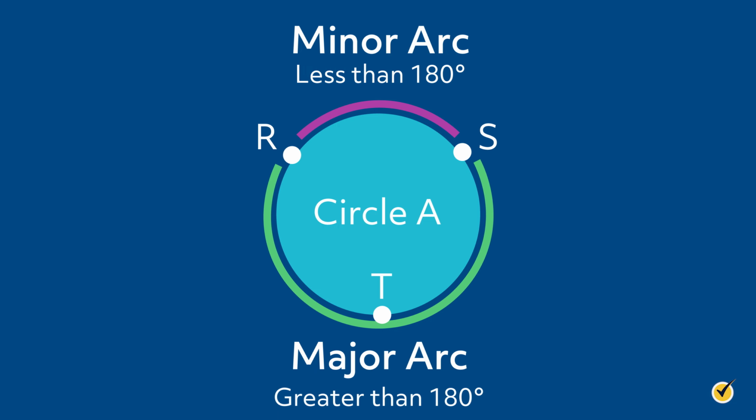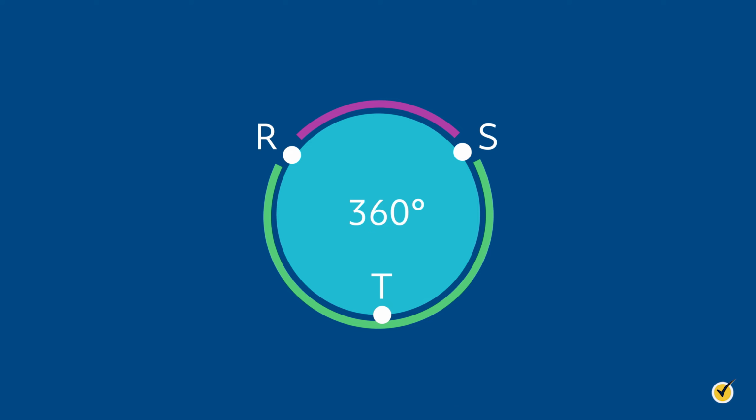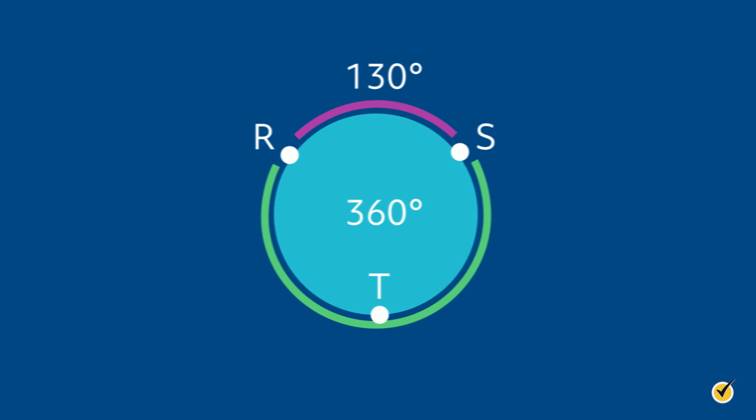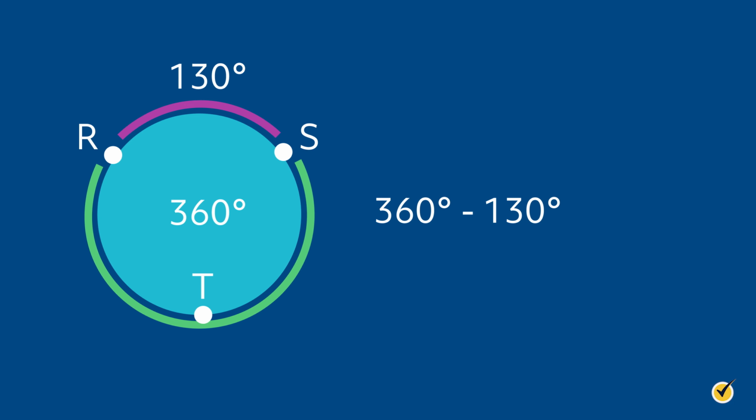We can find the measure of an arc using the fact that a circle is 360 degrees. If we know that the measure of arc RS is 130 degrees, we can find the measure of arc RTS by subtracting the measure of arc RS from 360 degrees, which would make the measure of arc RTS 230 degrees.